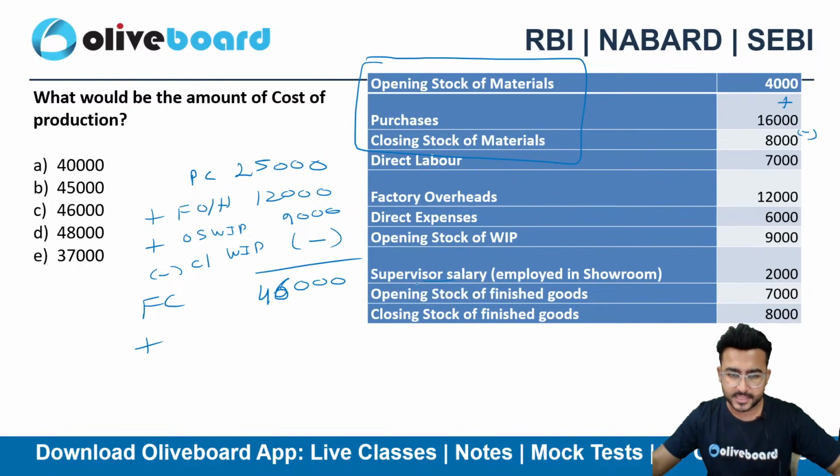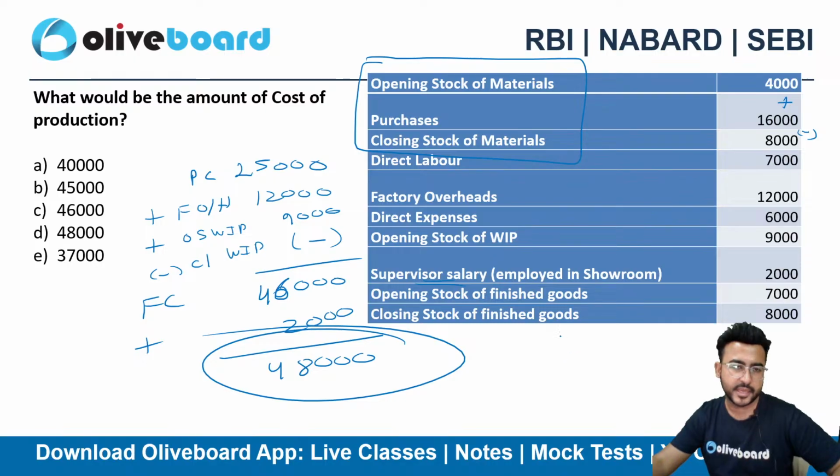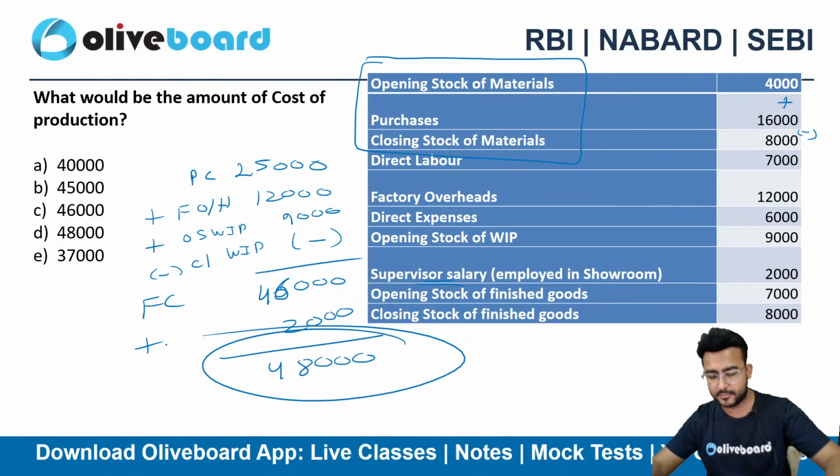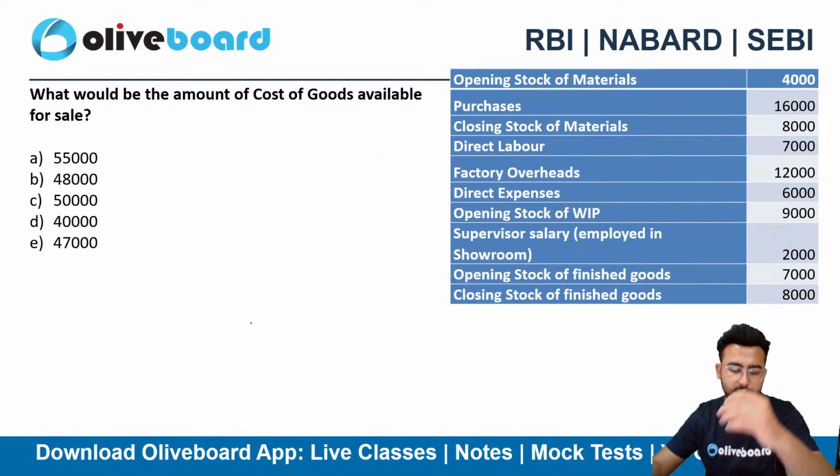Plus supervisor salary, office and admin expense, 2,000. 48,000 here will be my cost of production. Okay, I need to add the supervisor salary as well. So option D here will be the correct choice.